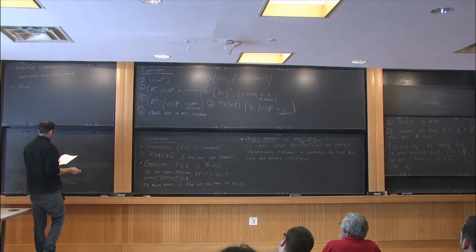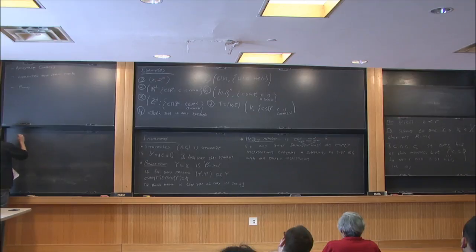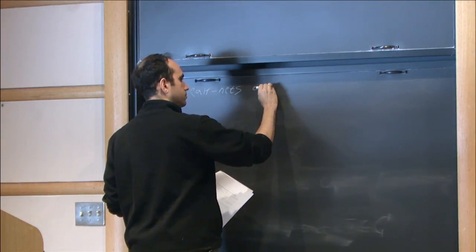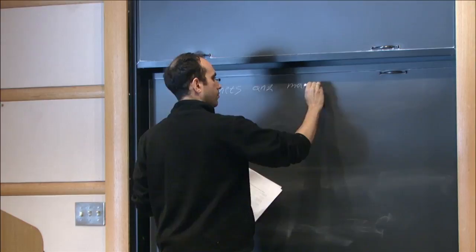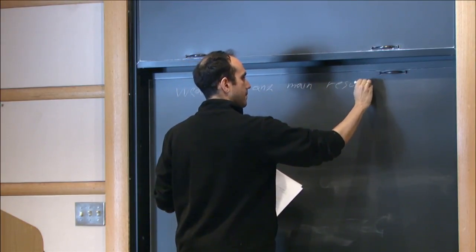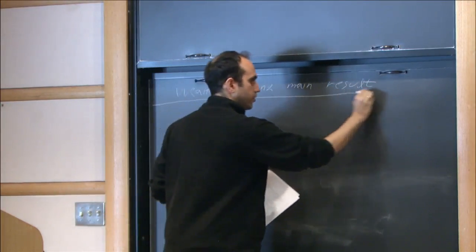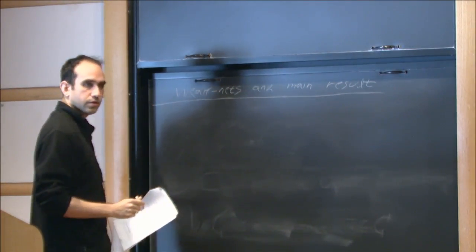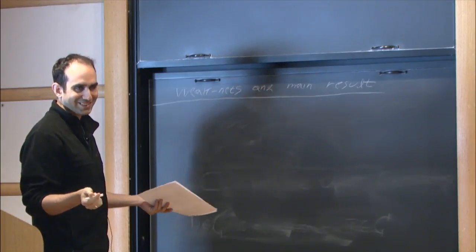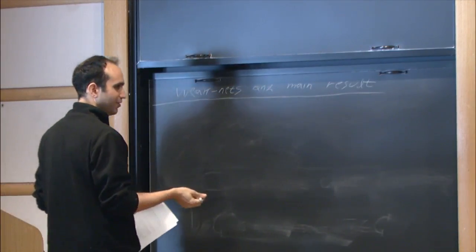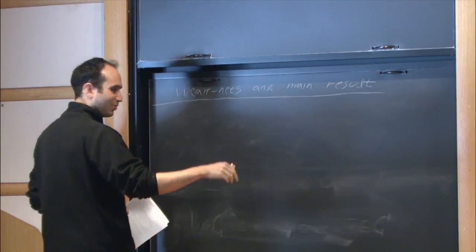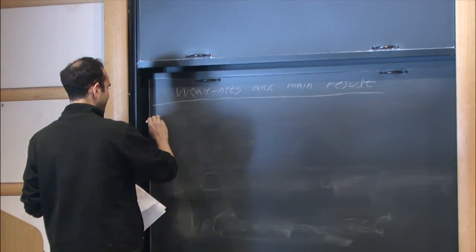Okay, so now I will discuss our paper, weak nets, and the main result. Let me first define the notion of weak nets. Call them hitting sets. Also, for the Radon number, I will omit the plus one. Okay, so definition.